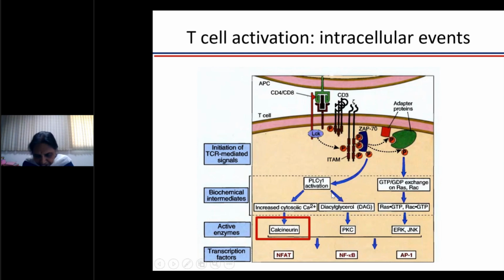So can anybody name one or two calcineurin inhibitors? Tacrolimus. Tacrolimus. Sirolimus is not a calcineurin inhibitor. Where does sirolimus act? That is tyrosine kinase.